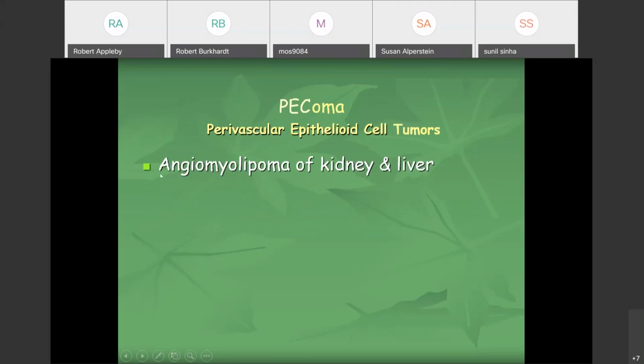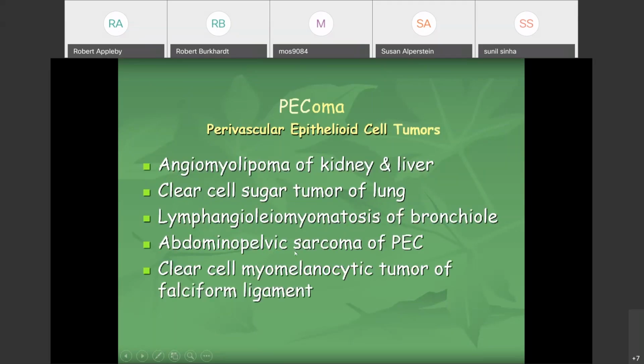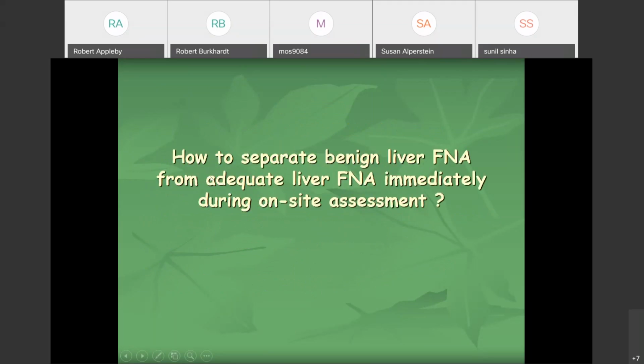So the family of PEComa include, in addition to angiomyolipoma, also clear cell sugar tumor of the lung, lymphangiomyomatosis of bronchial, abdominal pelvic sarcoma, clear cell myomelanocytic tumor of falciform ligament. And so that's the example.